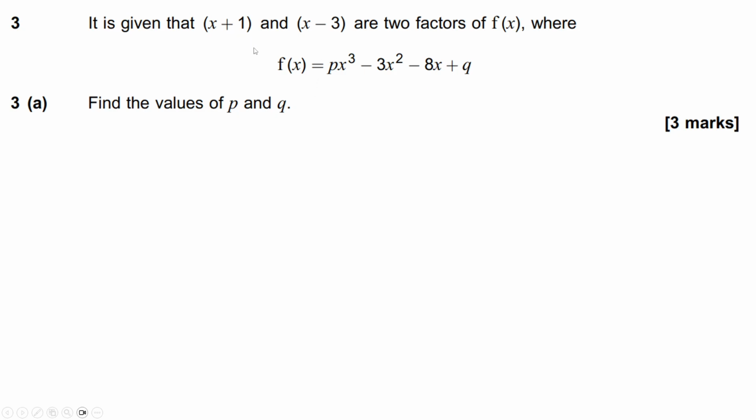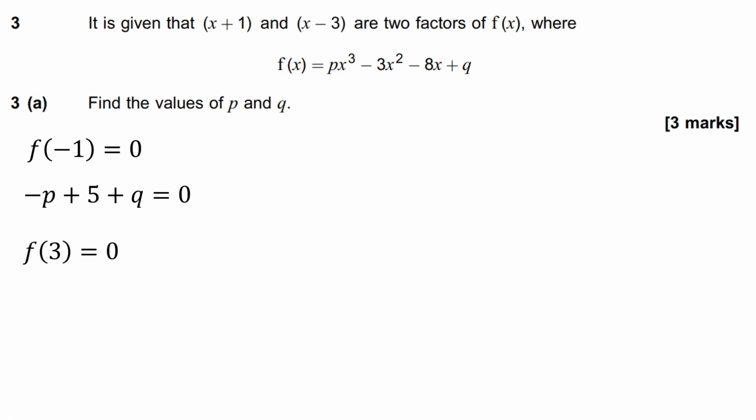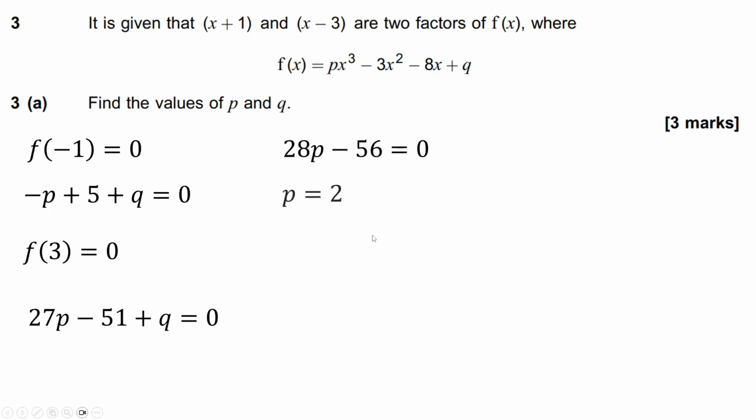So we're saying that f of minus 1 equals 0 and f of 3 equals 0. So just plug in minus 1, you'll get this, and then plug f of 3 equals 0 into there to get this. And then what I did was, I took these ones away. So I did this one take away that one to get rid of the q's to get this. Get p equals 2, put it back into this one to get q is minus 3.